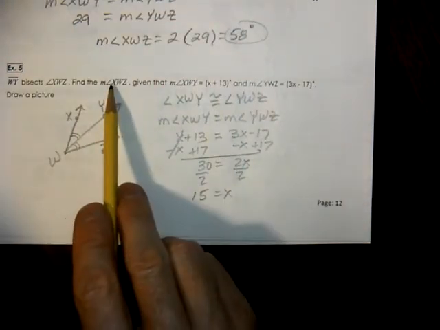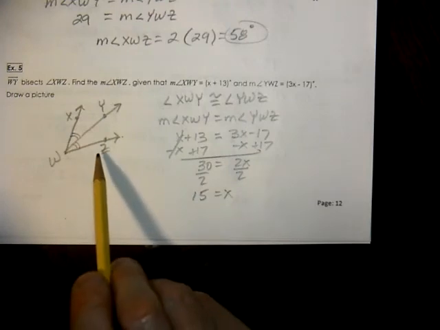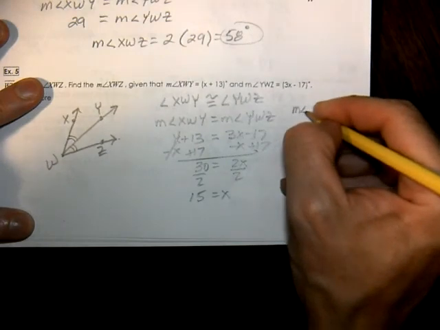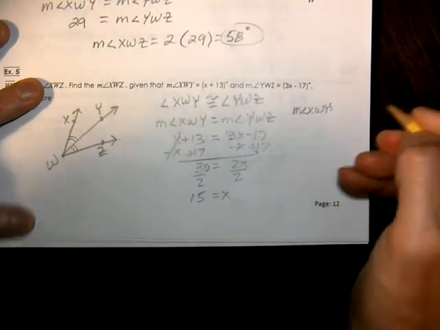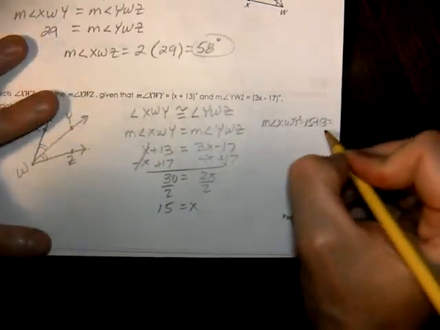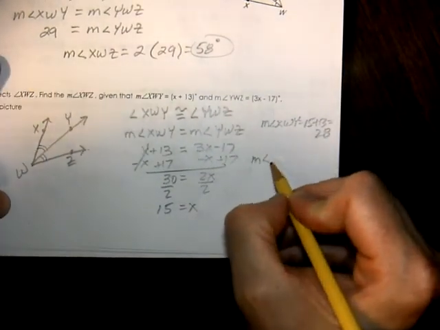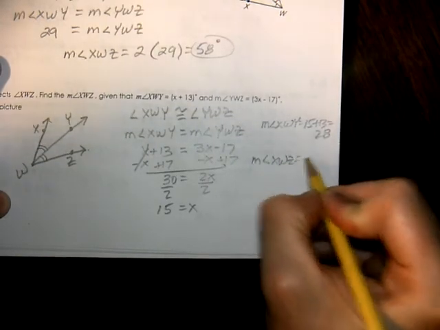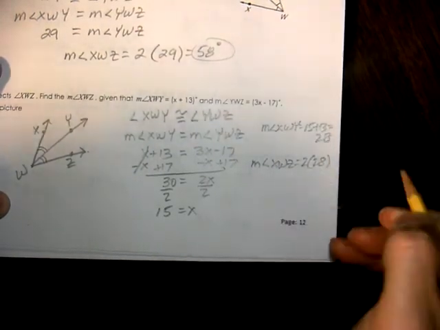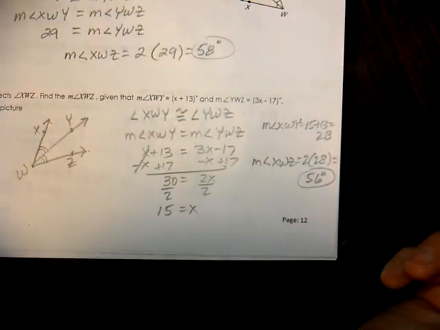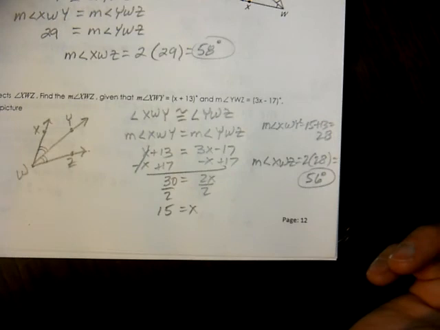Now they want us to find the measurement of XWZ. Well, first of all, we need to find the value of one of our angles. 15 plus 13 equals 28. So the measurement of angle XWZ equals 2 times 28, which is 56 degrees. That completes our second lesson on angles.